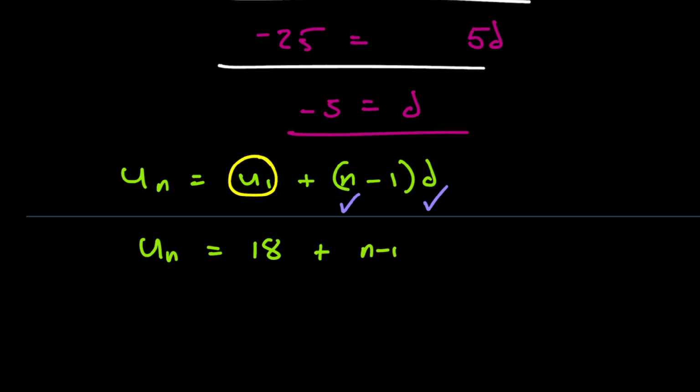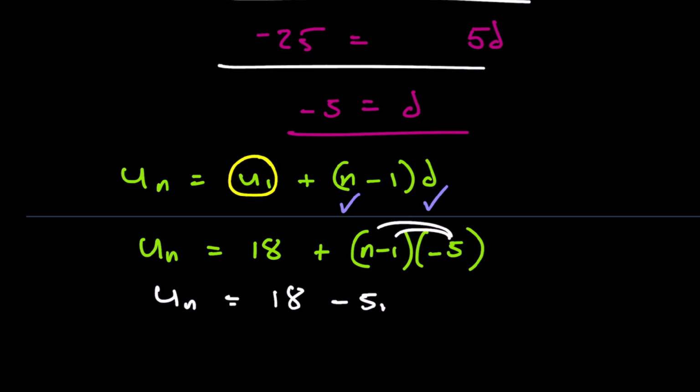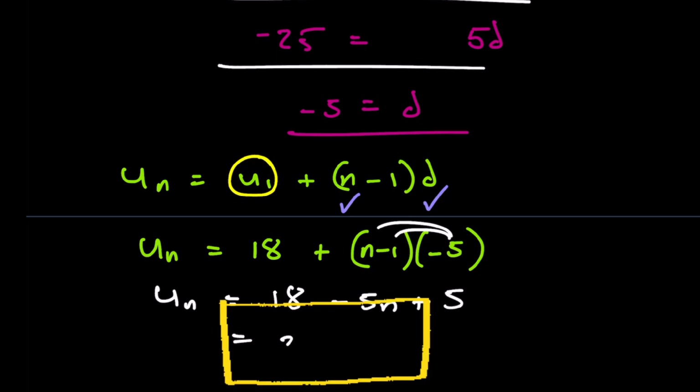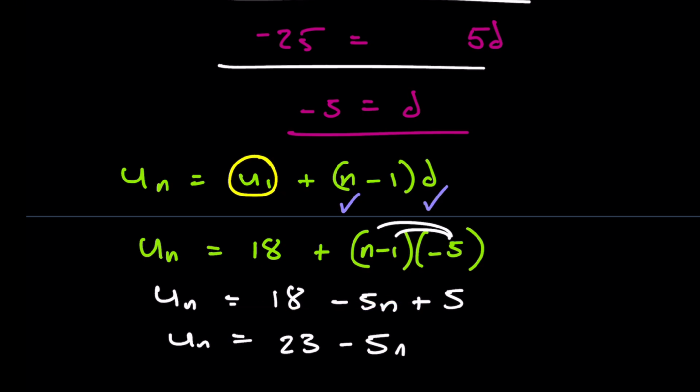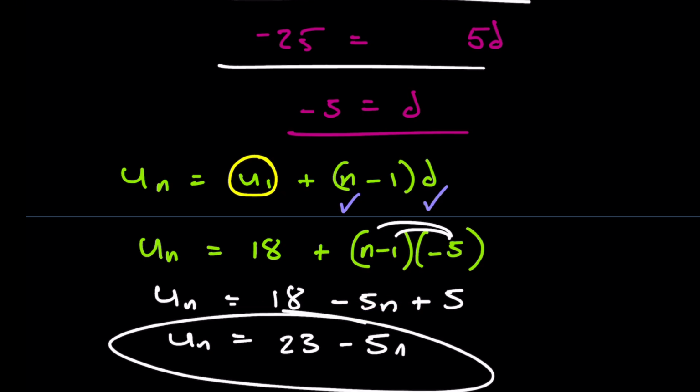Now, n minus 1 times negative 5. Now, we don't usually leave things in that form. We'll use that timesing out sort of FOIL method there, minus 5. So un equals 18, and then we'll get minus 5n, okay, plus 5. And we'll combine like terms. So that's going to be 23 minus 5n is equal to our un, and that is the answer to the question. That is our general form, our nth term.